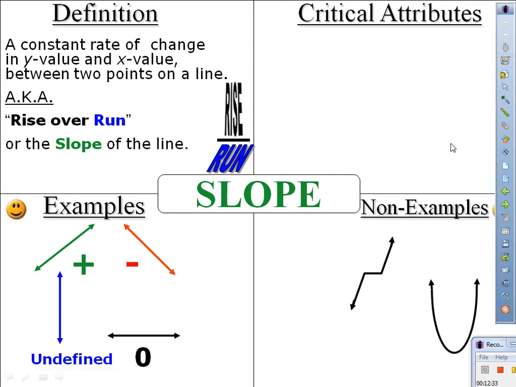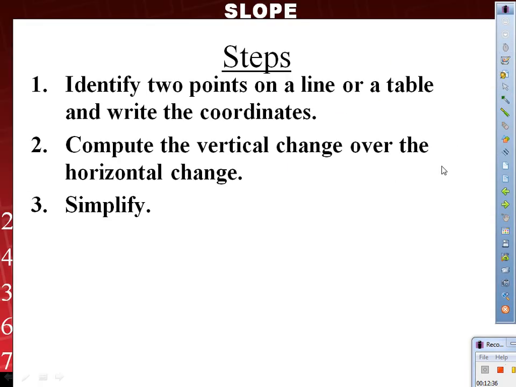Okay. Copy these steps down, please. It's only three steps. Step one, identify two points on the line or a table and write the coordinates. Step two, compute the vertical change over the horizontal change, which means the Y change over the X change. And number three, simplify. Copy that, please.